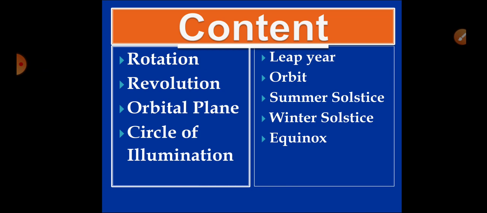First we have rotation of the earth, revolution of the earth, orbital plane, circle of illumination, leap year, orbit, summer solstice, winter solstice, and equinox.